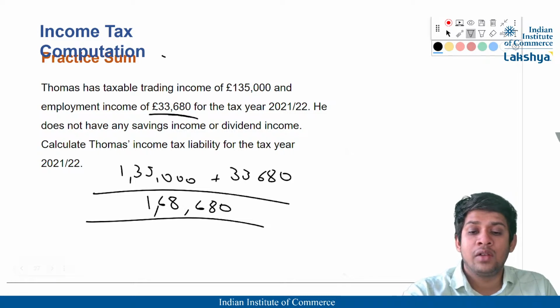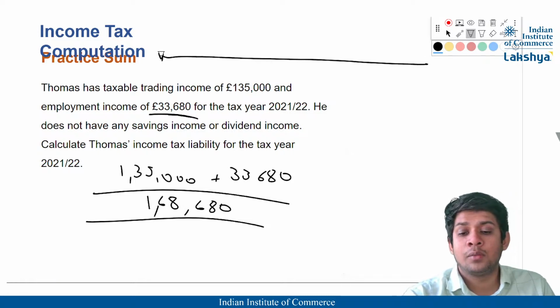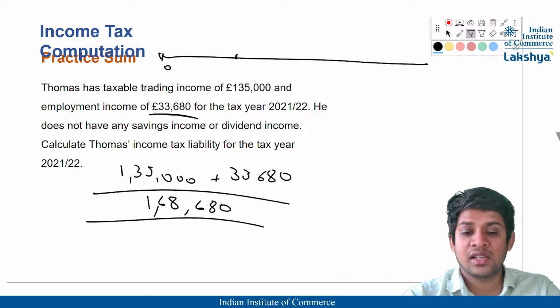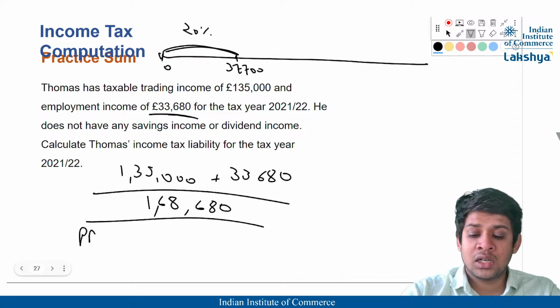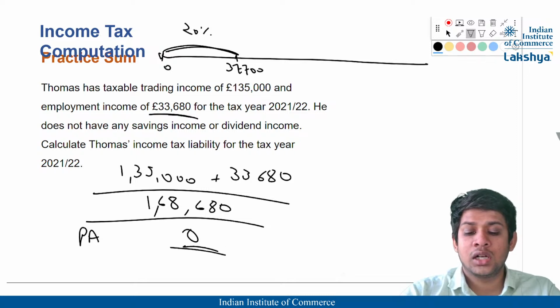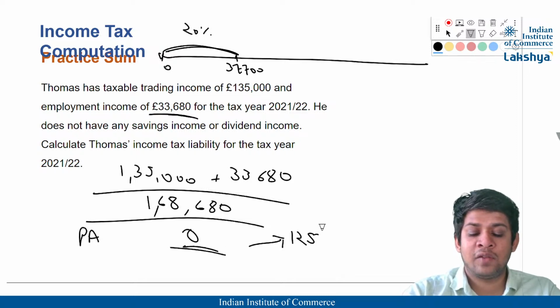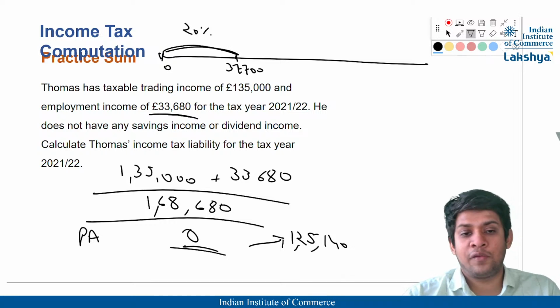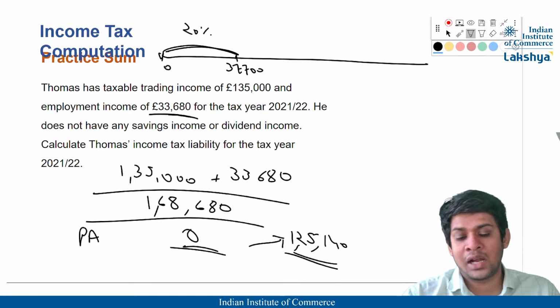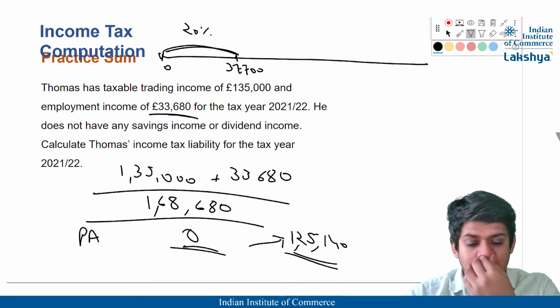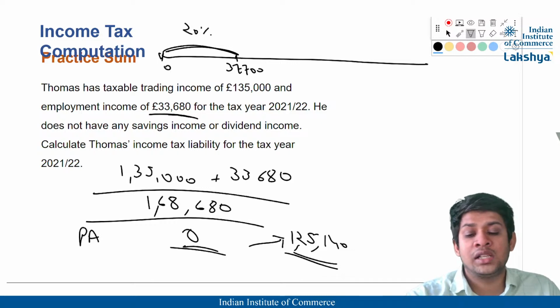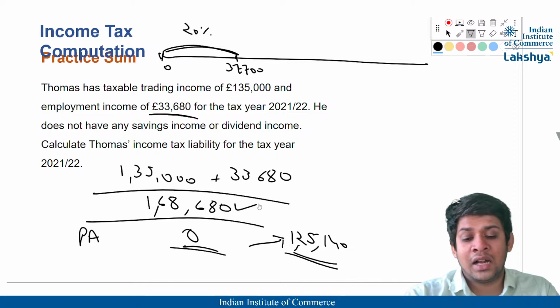correct? So when you prepare the number line from 0 to 37,700, in this portion she will be taxed 20%. Obviously, the personal allowance here will be nil because her income is in excess of 1,25,140, and after this level of income, your personal allowance becomes zero. Correct? So there is no personal allowance here. So from 0 to 37,700, your tax liability will be 20%, and it is exceeding 1,50,000 also.